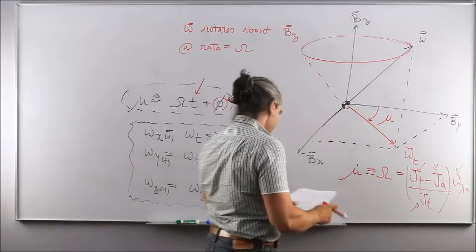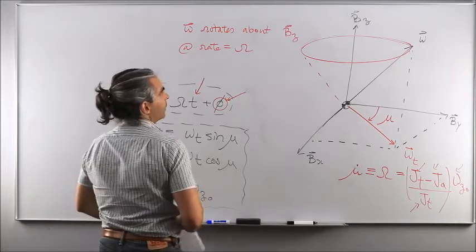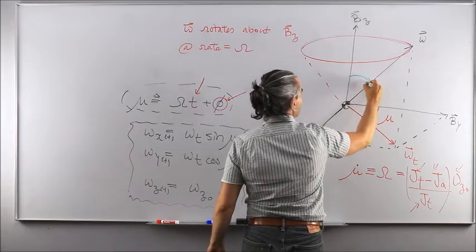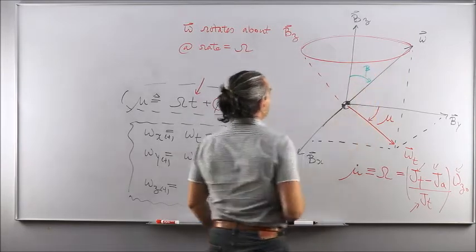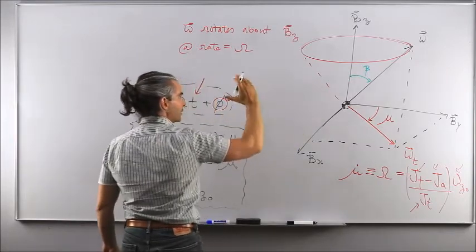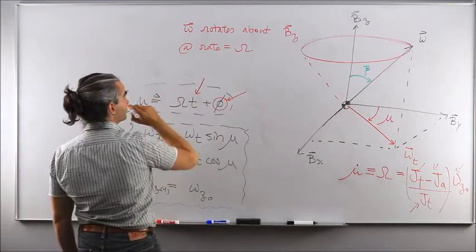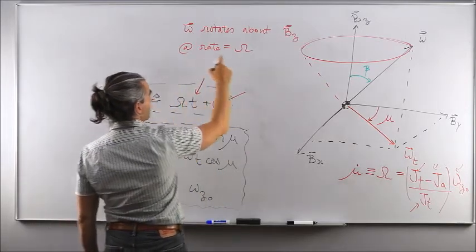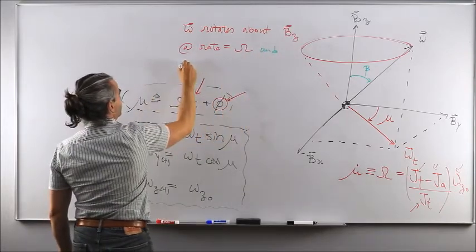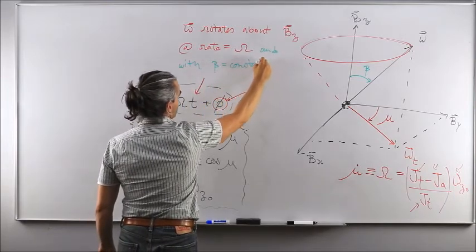The last thing is that we're going to define an angle between BZ and that angular velocity vector denoted by beta. Okay? Great. And that angle is obviously constant throughout the circular motion of the tip of the angular velocity vector. So I'm going to say omega rotates about BZ at a rate of this, and with beta equal to a constant.